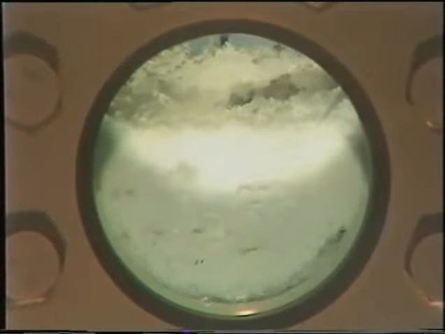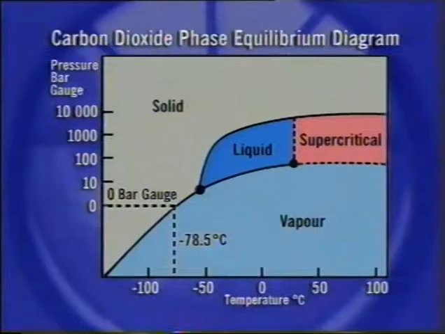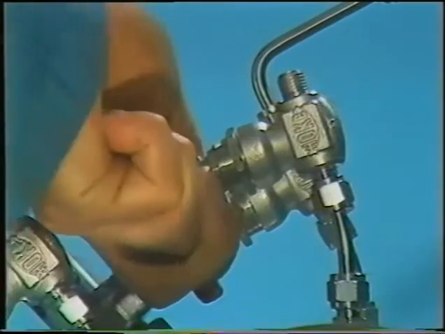Pressure continues to fall, and below the triple point, only solid and vapor are present in the cell. Solid CO2 is commonly known as dry ice. It has a surface temperature of minus 78.5 degrees centigrade at atmospheric pressure. The pressure inside the cell is now equal to that of the surrounding atmosphere, which is approximately 0 bar gauge, equivalent to about 1 bar absolute.